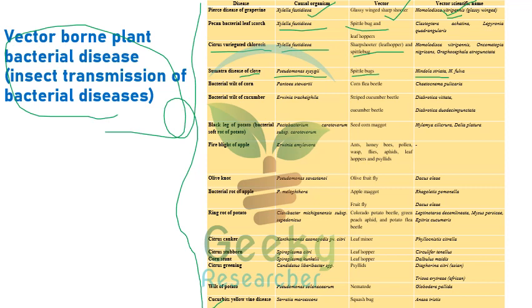And the bacterial wilt of corn, we already discussed before, that is Pantoea stewartii, Erwinia, transmitted by corn flea beetle, Chaetocnema pulicaria, and bacterial wilt of cucumber, Erwinia tracheiphila, transmitted by spotted cucumber beetle, that is Diabrotica undecimpunctata, now called Acalymma vittatum, and the next species is Diabrotica duodecimpunctata. And blackleg of potato, which is caused by Pectobacterium carotovorum, and it is transmitted by seed corn maggot, that is Hylemya cilicrura and Delia platura.